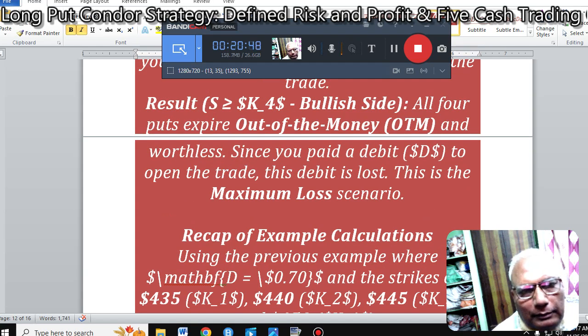For the bullish side, all four puts expire out of the money and worthless. Since you paid a debit to open the trade, this debit is lost. This is the maximum loss scenario.